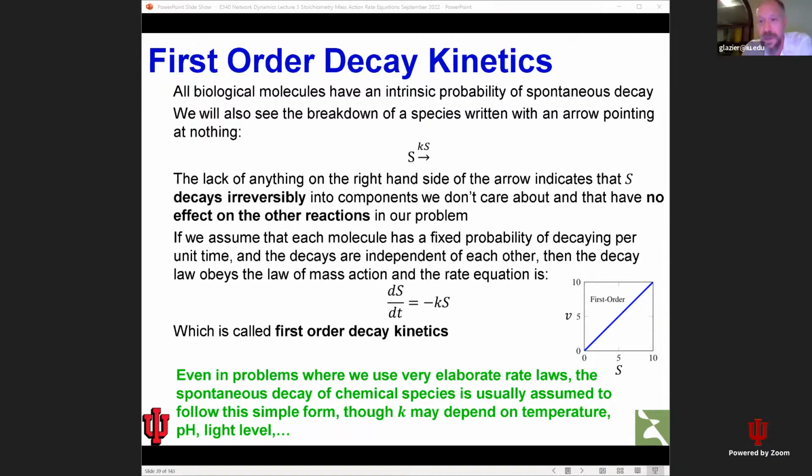Actually, there's a conversion factor because the time constant is the time it takes to decay by 1 over E instead of 1/2. So it's the amount of time it takes to decay by 1 over 2.7 instead of 2. But the time constant for the decay is 1 over K.